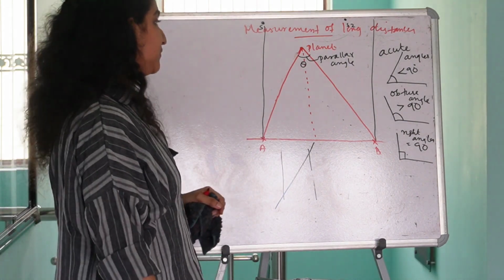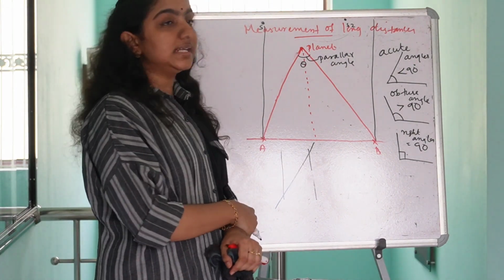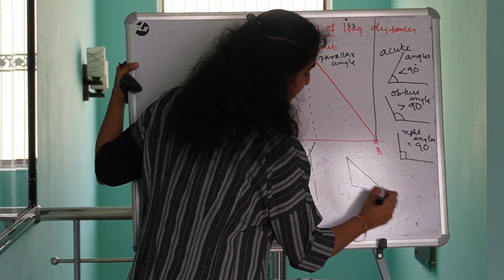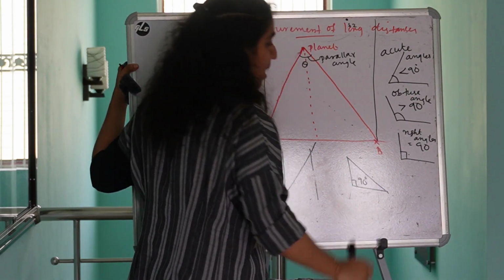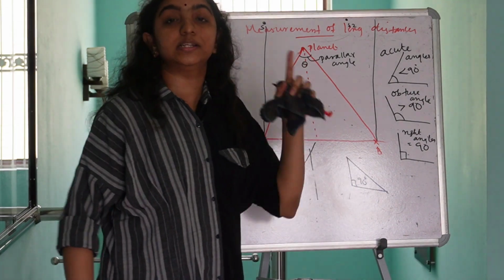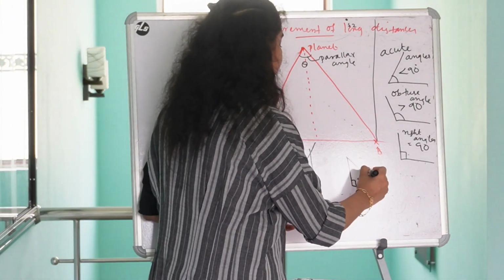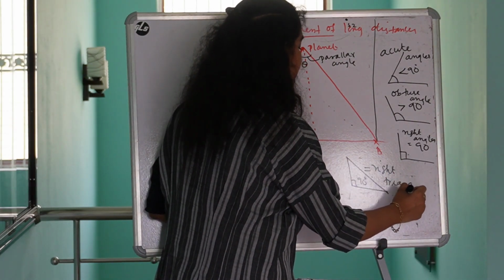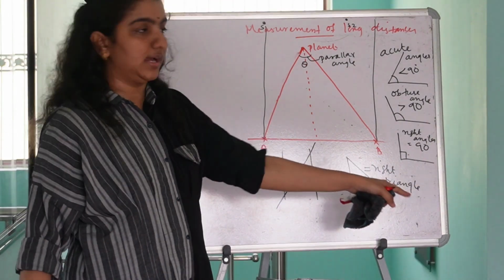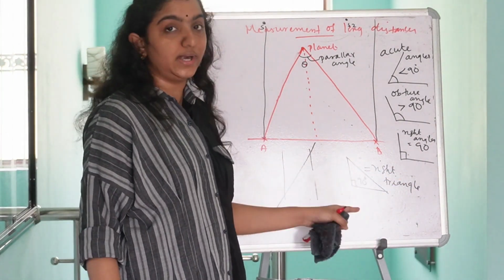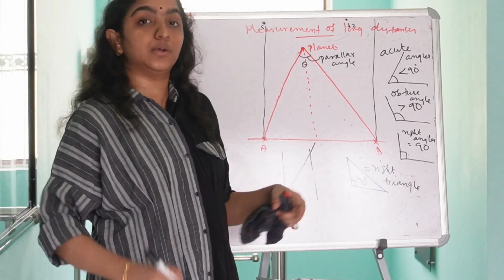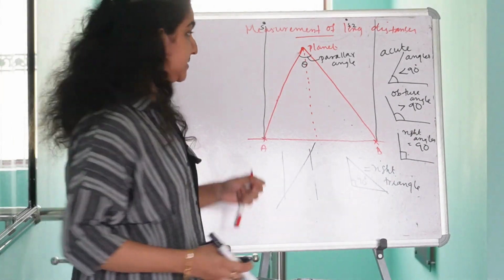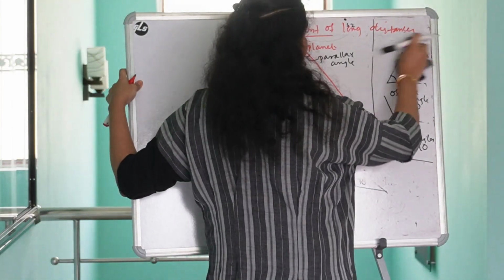Is it clear? Say for example, if it is given a triangle is a right triangle, it means one of the angles will be 90 degrees. One among the three angles will be equal to 90 degrees. Such a triangle is known as a right triangle. If one among the three angles of a triangle is equal to 90 degrees, we call such triangles right triangles. Is it clear? Yes.